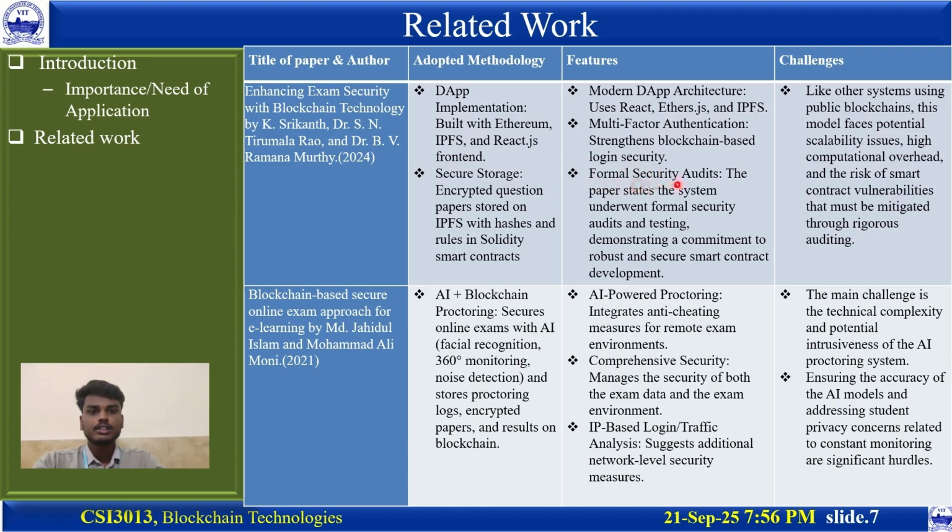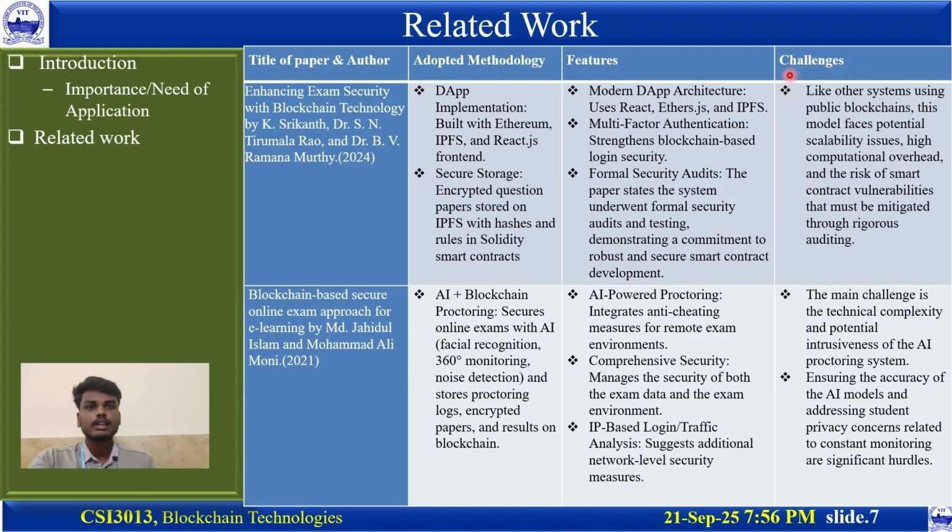The next feature is formal security audits. The paper states the system underwent formal security audits and testing, demonstrating a commitment to robust and secure smart contract development. It means they hired professional code reviewers to check for security flaws and other vulnerabilities in the smart contracts.